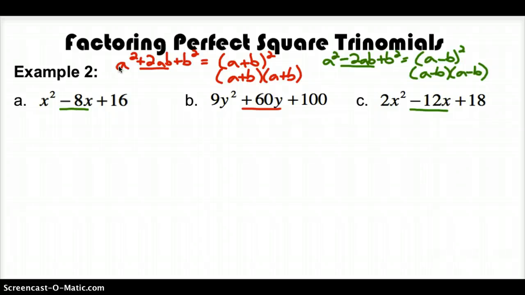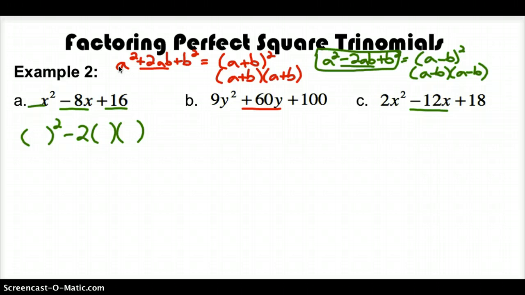First, we have to make sure that this front term and this back term are both perfect squares. So 1 and 16 are both perfect squares. I think some of us might be getting slightly confused at this first part. All I'm trying to do is write part A to look like this: what can I write as a squared minus 2 times a times b, plus b squared?